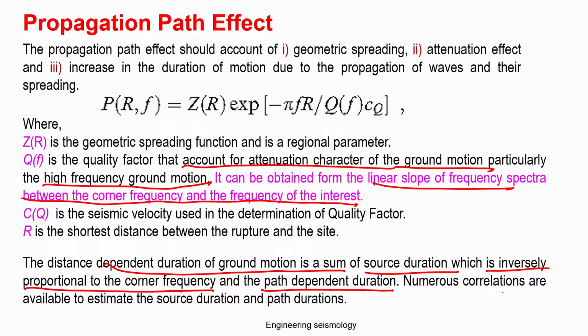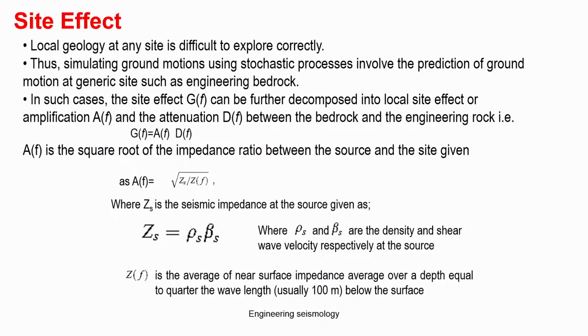So, there are a number of correlations available, but you should check that these correlations are applicable to your region, which depends upon the seismotectonic and the regional attenuation characteristics arrived at from minor earthquakes. This is what the path duration is.